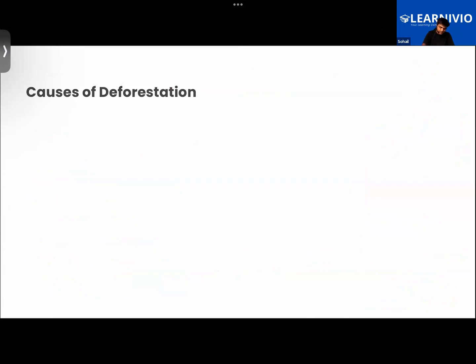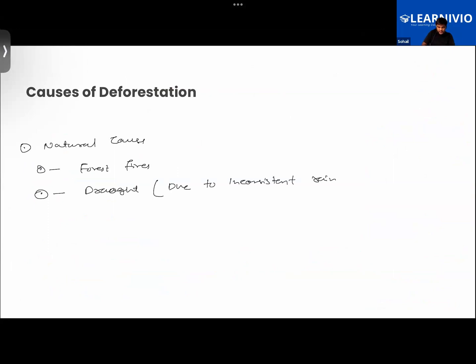Talking about natural causes, one of them could be forest fire. Then you have drought. And why will drought happen? Due to inconsistent rain, or no rain for a prolonged period of time. Is it clear?